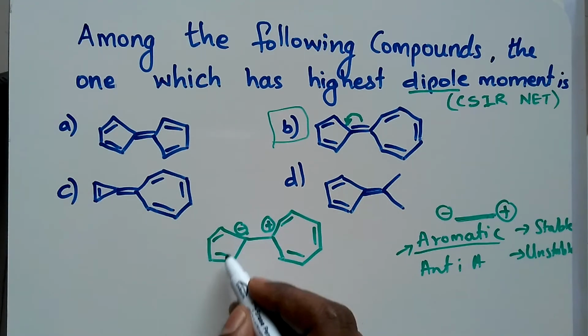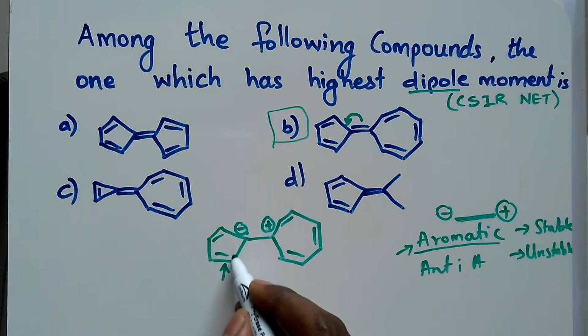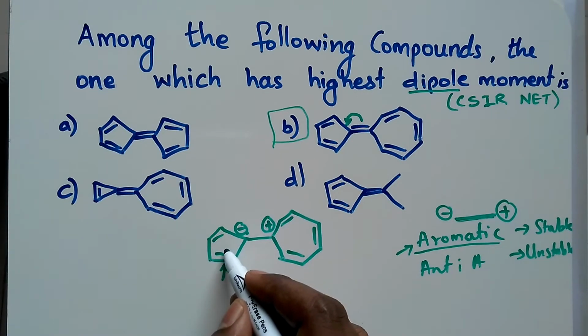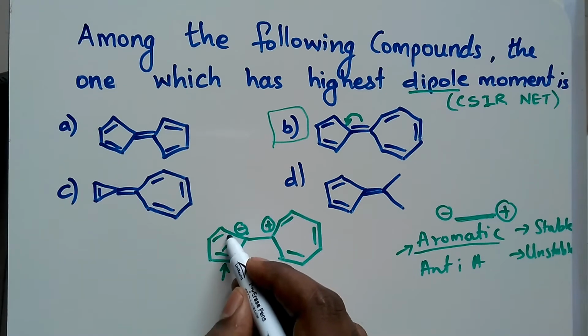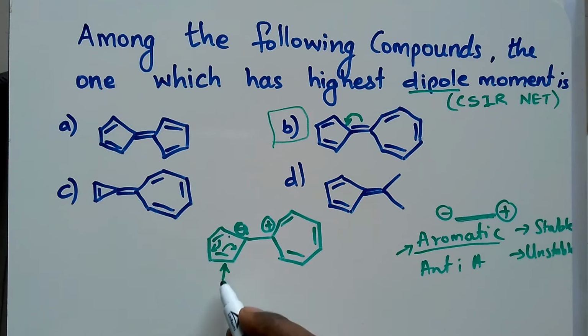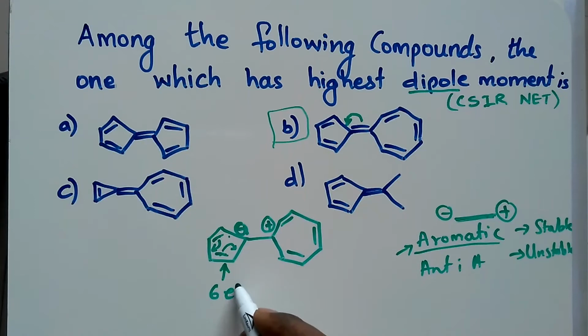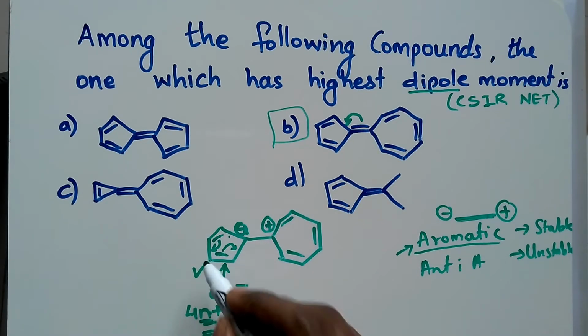Now what is happening? Let's consider this part. Is it planar? Yes, it's planar. Regarding conjugation, the double bond delocalization can happen since there is a negative charge here. How many electrons? 1, 2, 3, 4, 5, 6, so 6 electrons are there. Regarding 4n plus 2 pi electrons, if I substitute n with 1, 4 times 1 plus 2 is 6 electrons. Yes, it is matching. This part is aromatic.